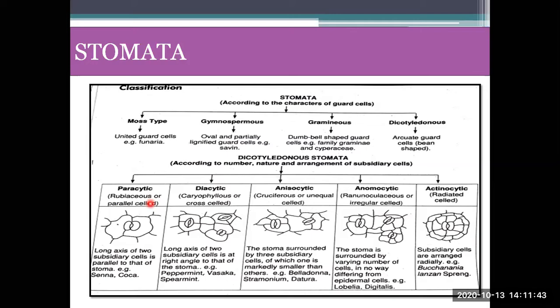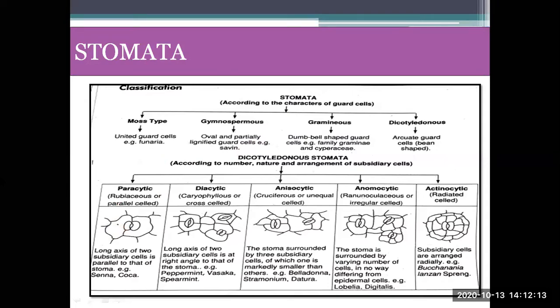On the basis of the subsidiary cell, there are five different types of stomata. First is parasitic stomata, second is diacytic stomata, third is anisocytic stomata, fourth is anomocytic stomata, and fifth is actinocytic stomata. First there is the parasitic stomata. Here the long axis of the subsidiary cell will always be parallel to the stoma. Okay, stoma means, what is stoma?